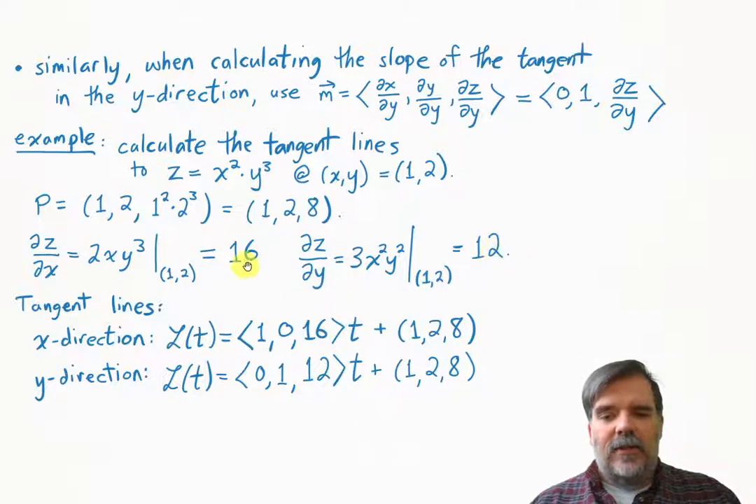And this is the information that we need to calculate our slope vectors for these two tangent lines. The tangent line in the x direction is L of t equals the vector 1, 0, 16 times t plus the point 1, 2, 8. The tangent line in the y direction is L of t equals 0, 1, 12 times t plus the point 1, 2, 8. And that's how you calculate the tangent line to a surface in these two directions.